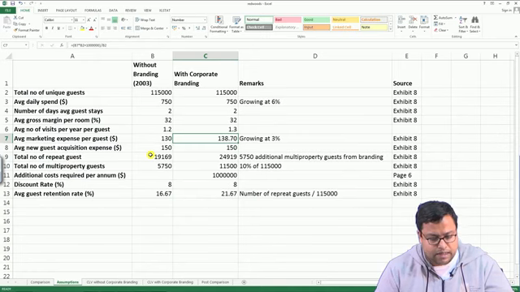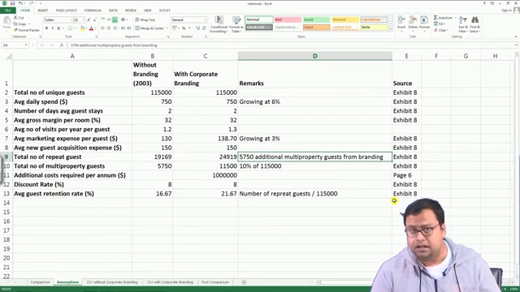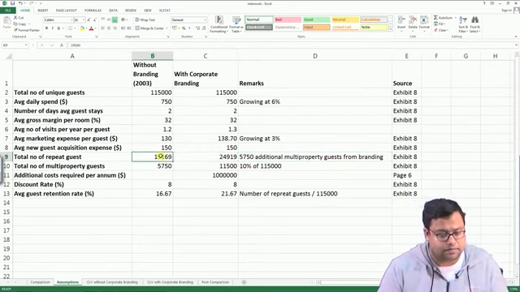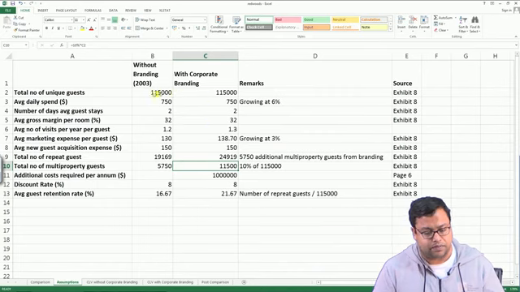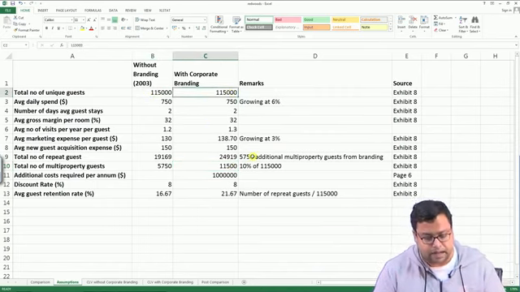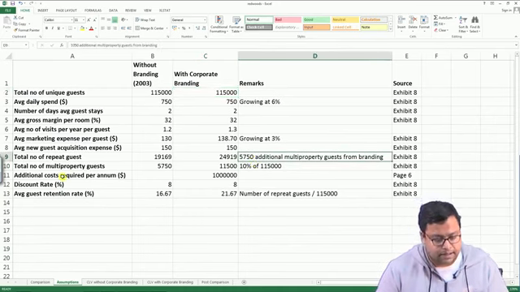What is more interesting is that the total number of repeat guests is 5750 additional. So, this is something which is important to understand. There are 5750 additional customers, and the number of multi-property guests is 10% of this. Previously it was 5%, and that goes up to 10% of this. So, that is where this additional 5750 comes from.